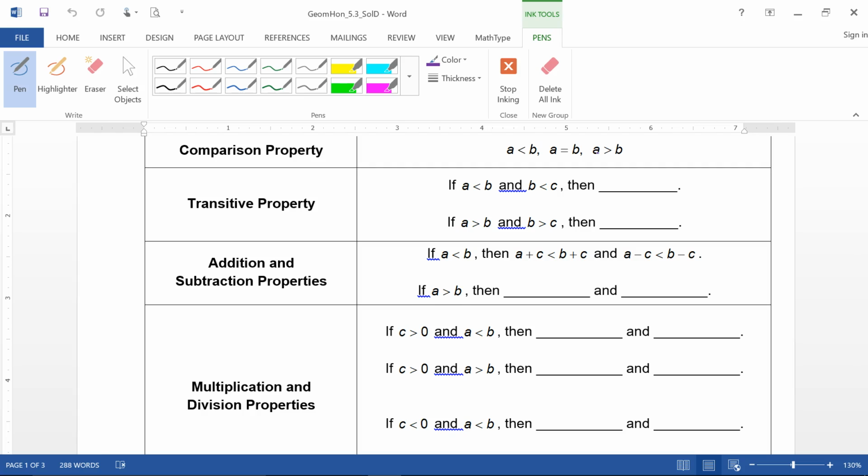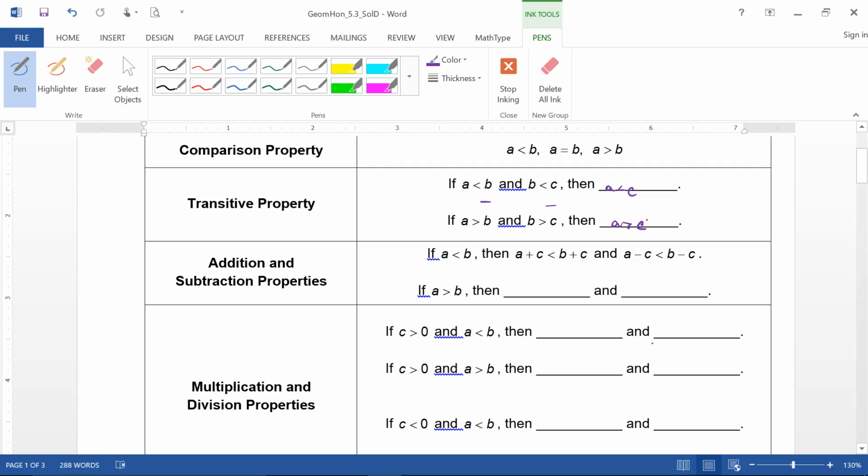Now, the transitive property says this. Suppose you have three numbers, A, B, and C. And you know that A is less than B, and B is less than C. Then what do you know about A and C? A is less than C. Similarly, if A is greater than B and B is then greater than C, then A is greater than C.